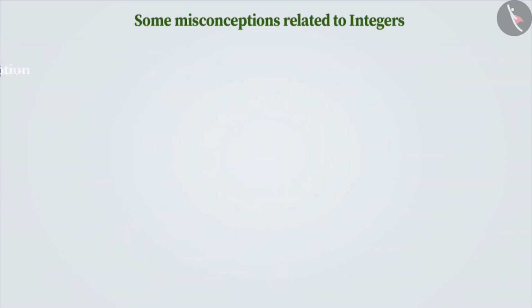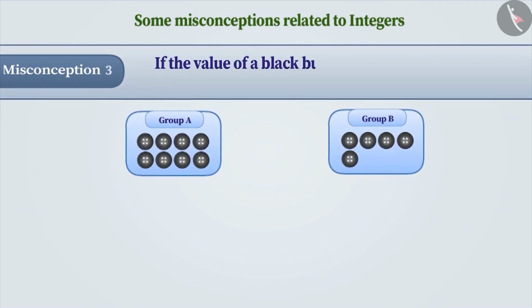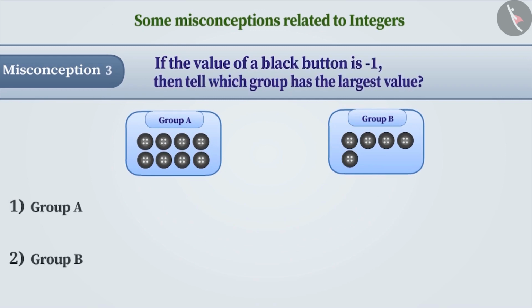Misconception 3. There are some black buttons here. If the value of one black button is -1, then tell me which group has the largest value. Here, we do not have to compare objects. We have to find the values of both A and B groups and compare them. At times, just by counting the number of objects in each group, we assume group A has a larger value and choose option 1, which is wrong.